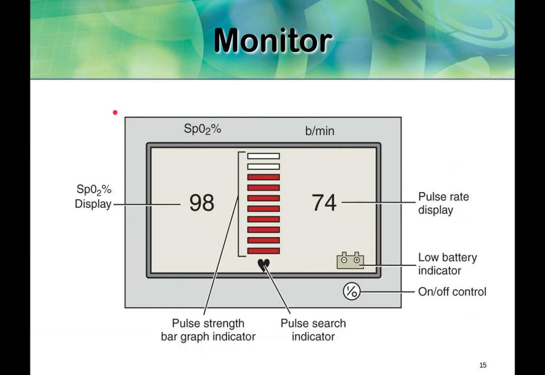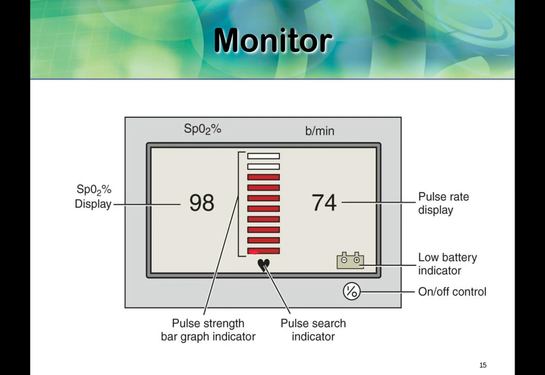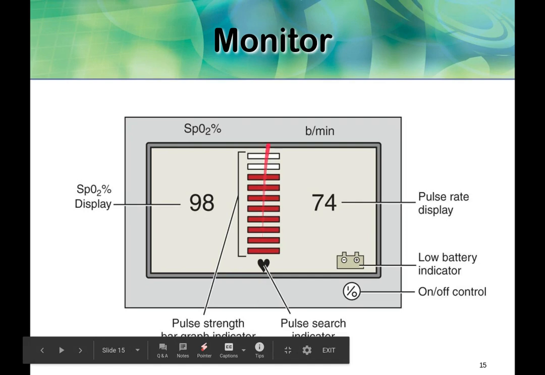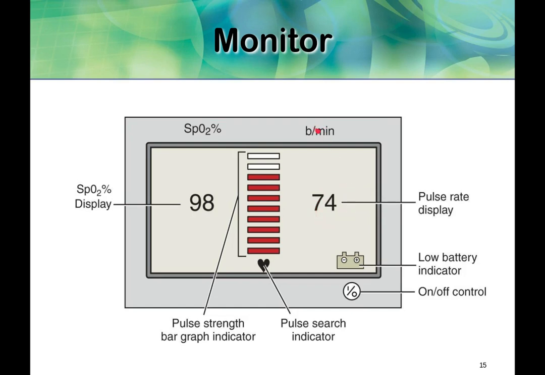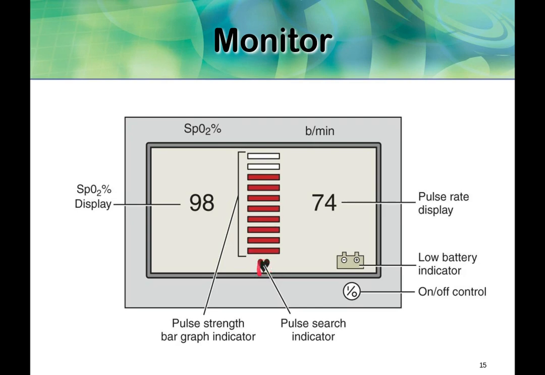So this is what a monitor might look like. You'll have the SpO2, which is in a percentage. This patient's is 98. The pulse strength bar graph indicator is really important to pay attention to on the oximeters, because if you're getting a low signal, you might want to wait and leave it on there longer, see if the machine can pick up a better signal. Ideally, you want it all the way up to the top. Here you have the pulse rate display, beats per minute, 74. They often will have low battery indicators on them and an on and off button and pulse search indicator. This will kind of flash with each pulse beat.